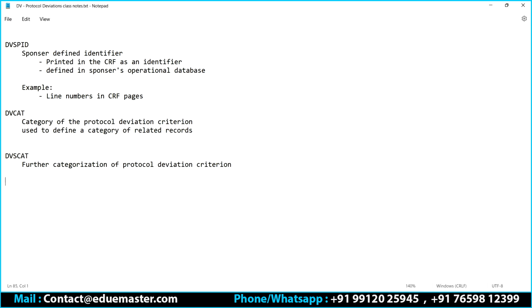Okay. Then we have just three more variables. The three more variables are nothing but your DVSTDTC. The name itself is telling, it is going to be start date time. Correct? Start date or time of deviation. Generally, how are we going to put this particular one? It is going to be put in character format.